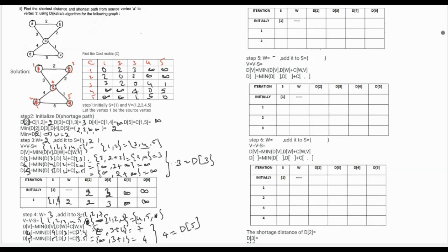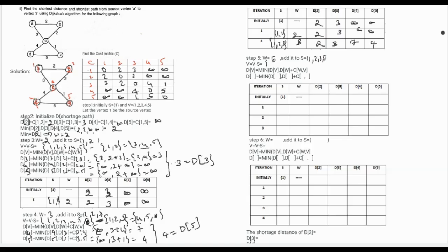Therefore, W will become 5 and this will become 1, 2, 3 and 5. So now the values will become 1, 2, 3, infinity, infinity. Then 1 comma 2, then it will be 2, 2, 3, infinity, infinity. Now the third value we got is 1, 2, 3. Here the value of W was 3, so this will be 3. Then it is 2, then here it is 3, then here it is 7 and here it is 4.